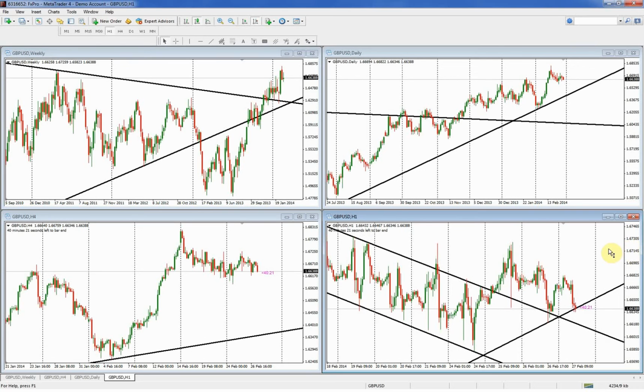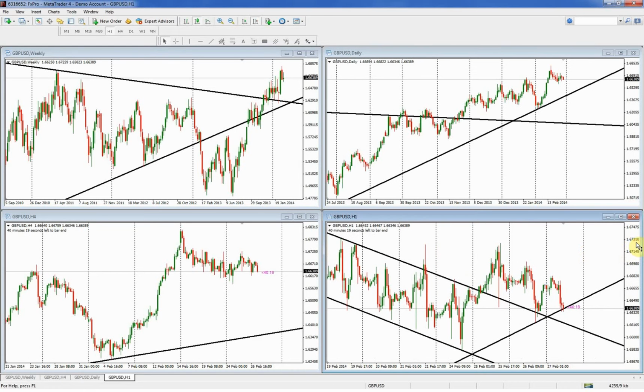The key levels now in terms of support that it needs to break to confirm that view would be 66.35 here and 66.15. So a daily close below that level would be great to confirm that scenario.